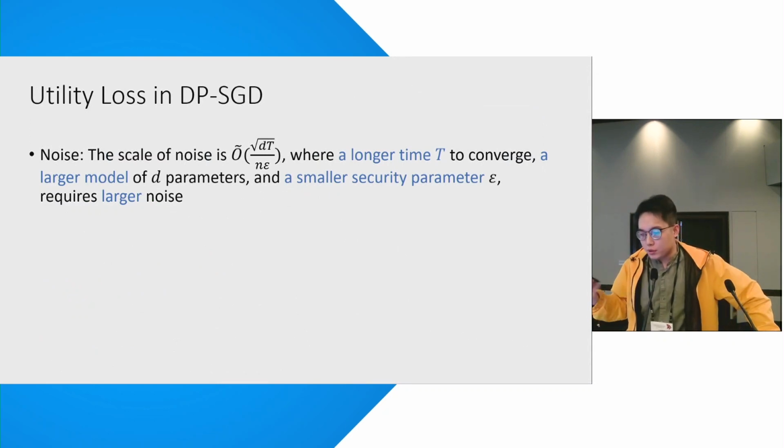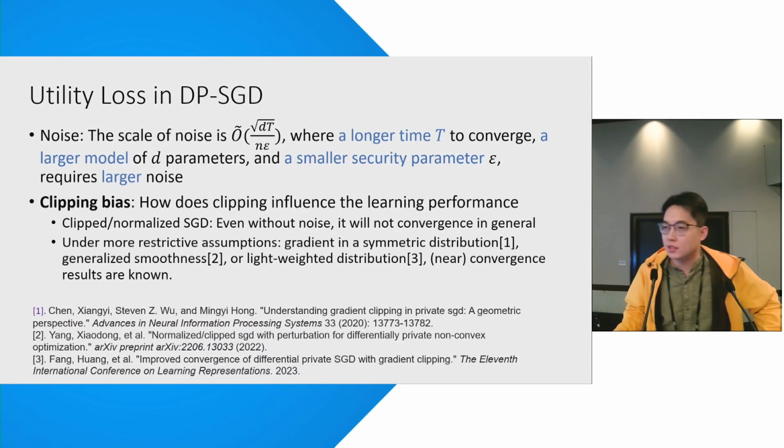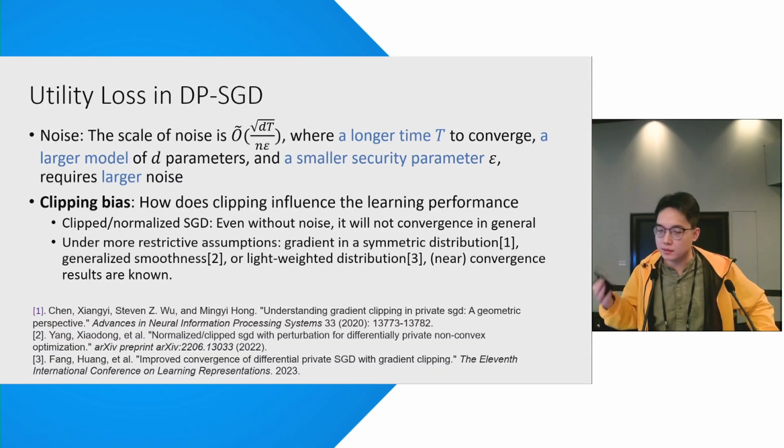The more intuitive part of the utility loss in DPSGD is caused by the noise. If it takes a longer time to converge, and also if you deploy a larger model, definitely you add more noise. But the other important issue for the utility compromise is the clipping bias. As I mentioned, clipping is an artificial sensitivity control. In our paper, we prove that in the worst case, clipped SGD, even without DP noise, will fail to converge if we only ensure your stochastic gradient has a bounded second moment.